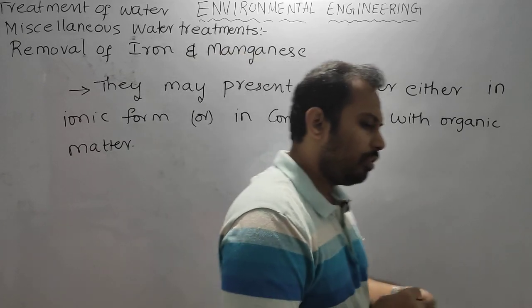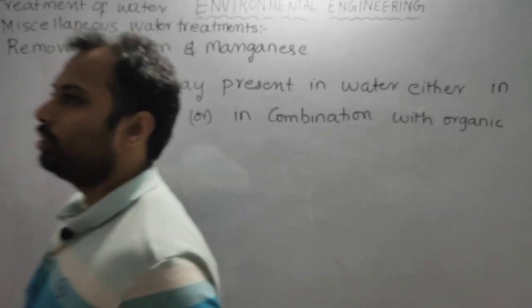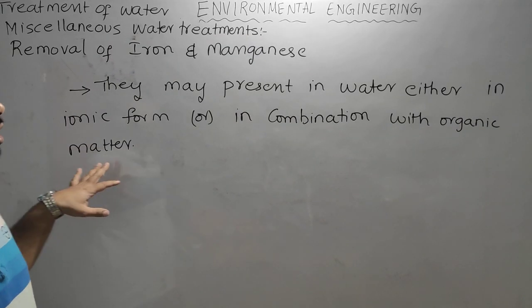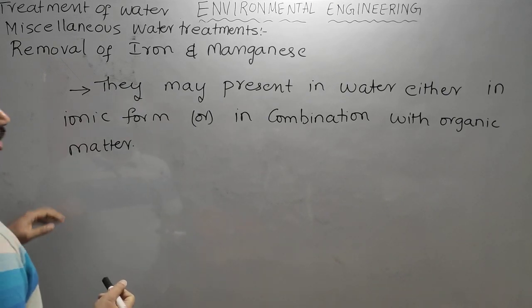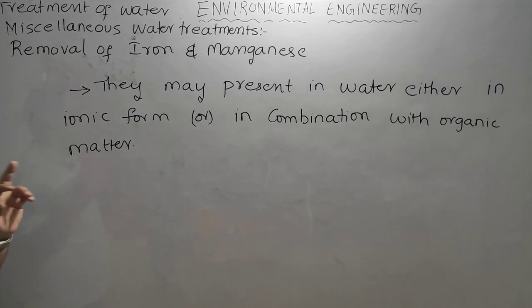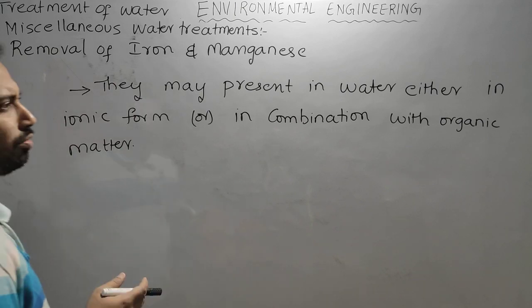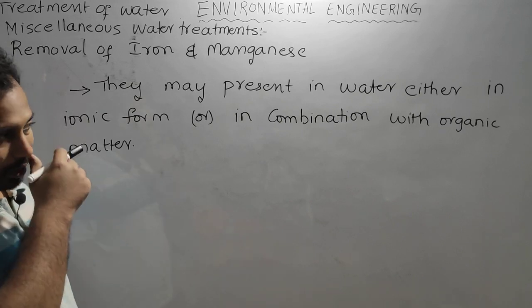So if they are present in ionic form, it is easy for us to remove. If they are present in ionic form like Fe2+, Mn2+, then they can be easily removed by aeration, sedimentation or filtration, anything we can use. If they are in combination with organic matter, then we need to use either chlorine, potassium permanganate or lime. So we need to use disinfectants to remove the iron and manganese which is in combination with organic matter.